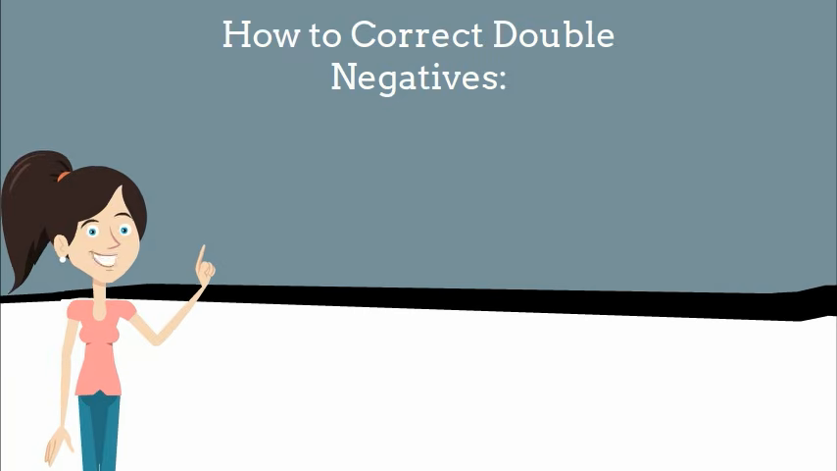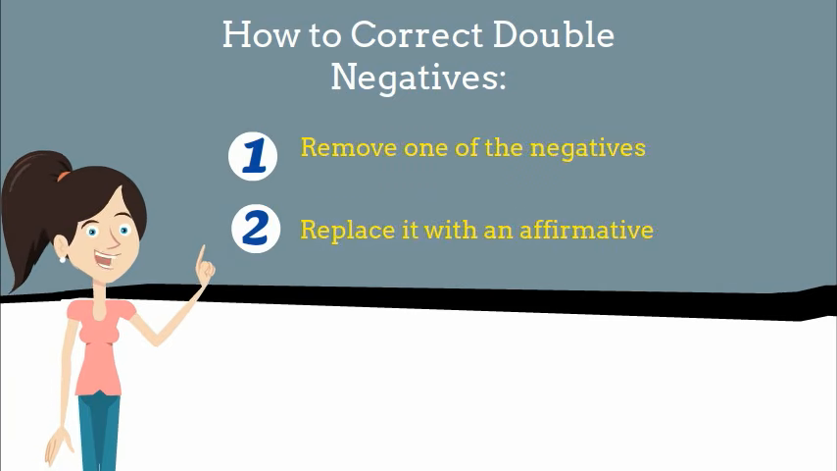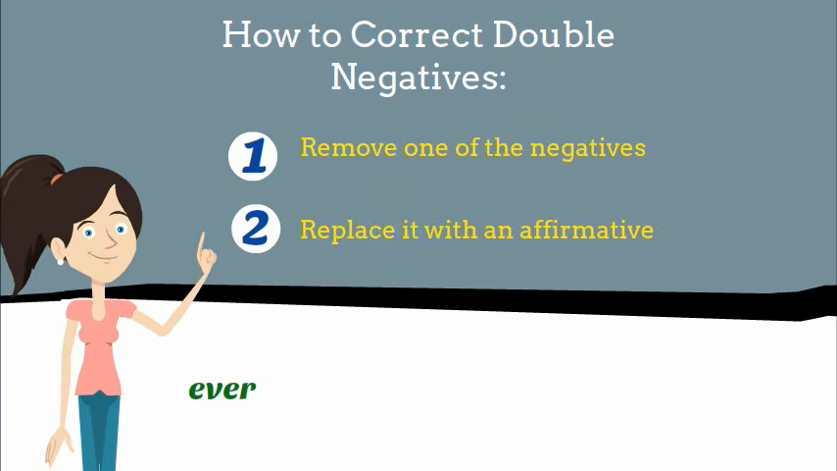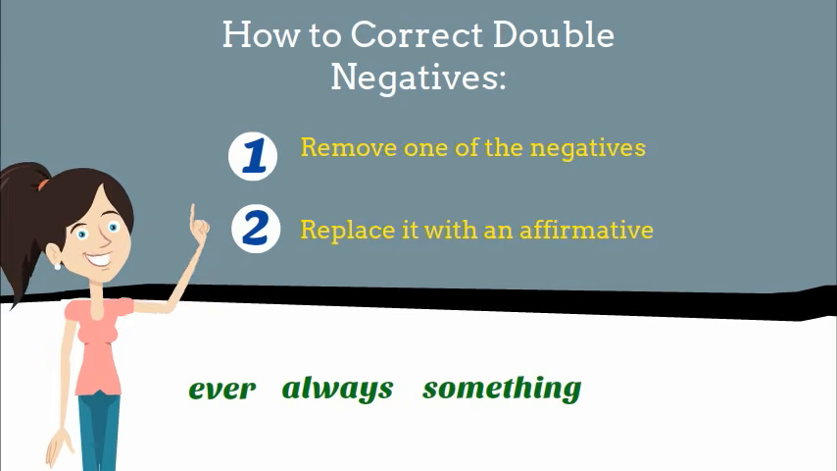You can correct a double negative by removing one of the negatives or by replacing it with an affirmative word like ever, always, something, any, all, one, or some.